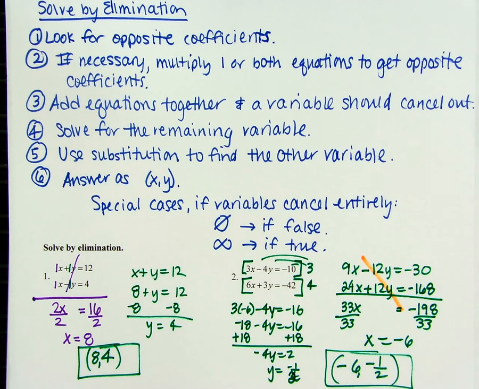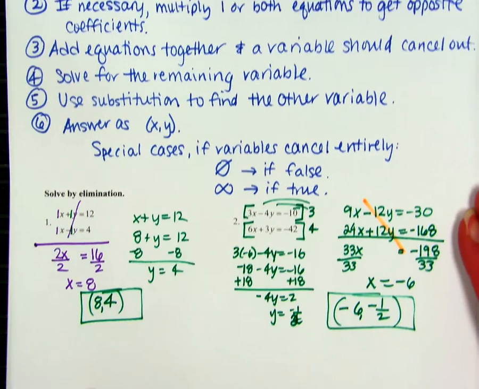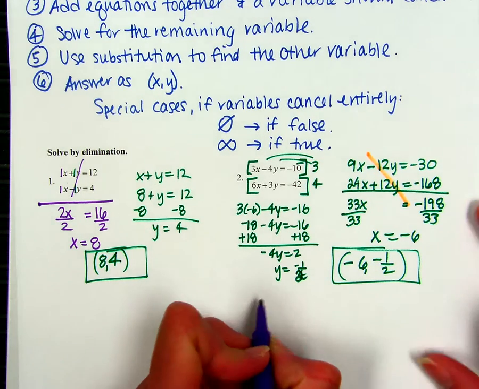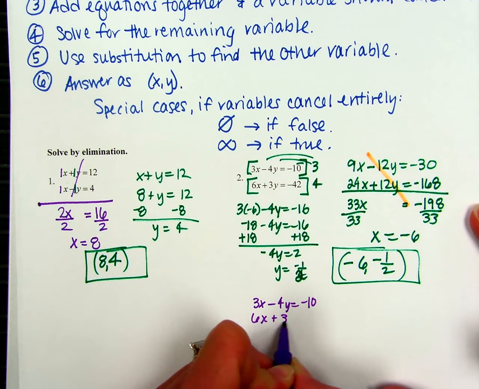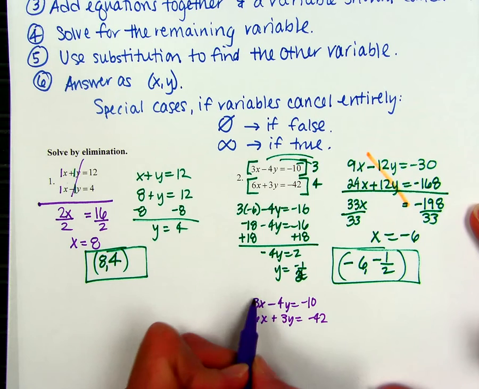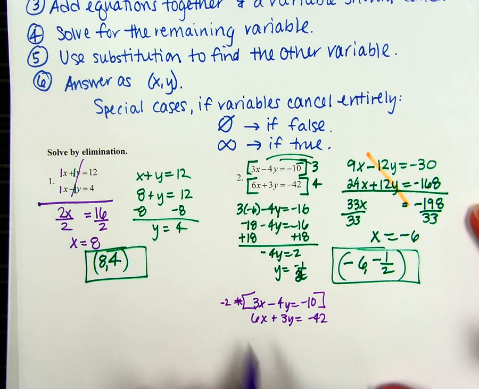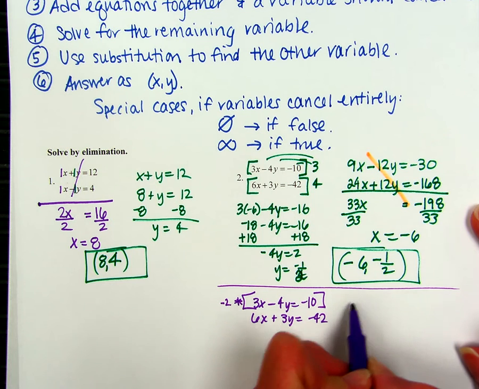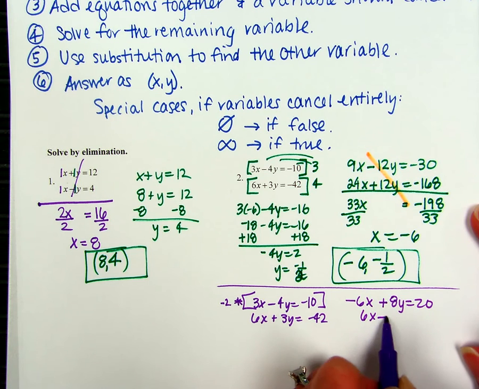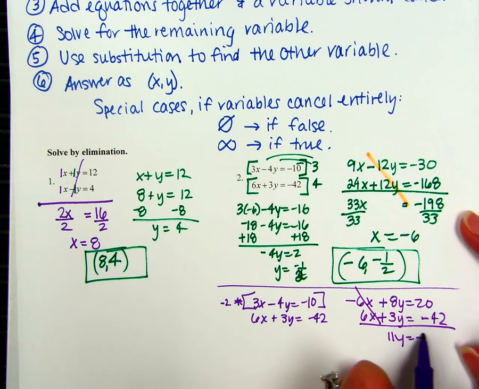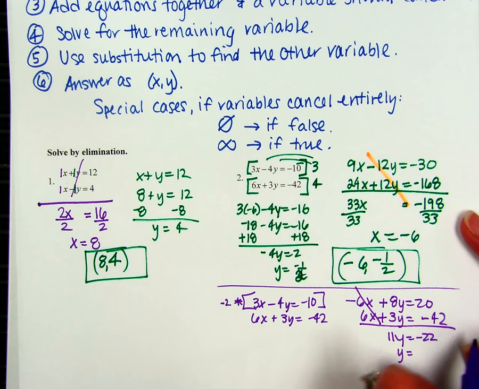Now, I would say that that's probably the hard way to do the problem. If you go back to the very original problem, we're just going to do this one again. I could have just multiplied the top equation by negative 2, and that would have eliminated my x's right away. So if I multiply that by negative 2, I would have gotten negative 6x plus 8y equals 20. And now I could just add right away instead of having to multiply both equations. I could cancel out the x's, get 11y equals negative 22, and y equals negative 2.